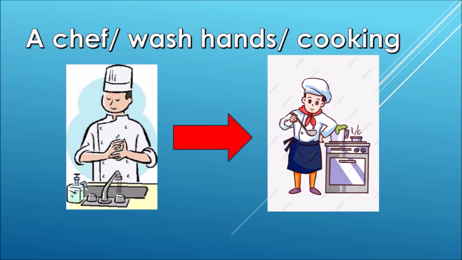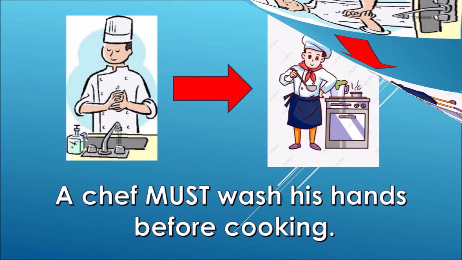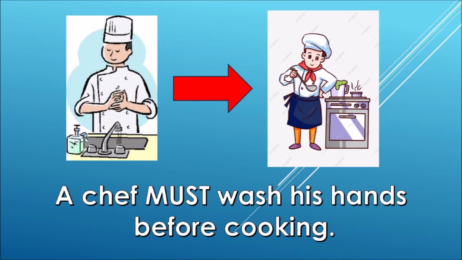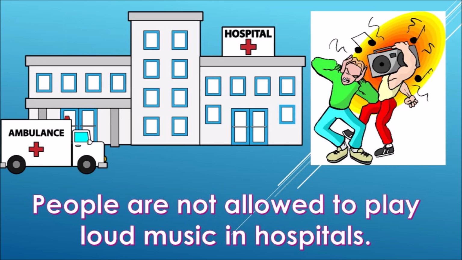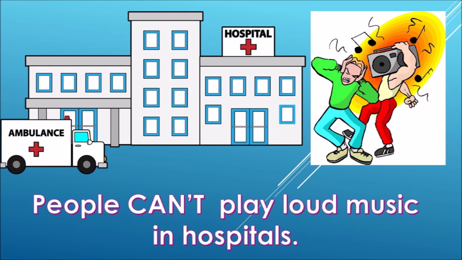Now use these words to make a new sentence. A chef, wash hands, and cooking. Use the word that means that something is compulsory or obligatory. A chef must wash his hands before cooking. People are not allowed to play loud music in hospitals. What word can replace are not allowed to? People can't play loud music in hospitals.